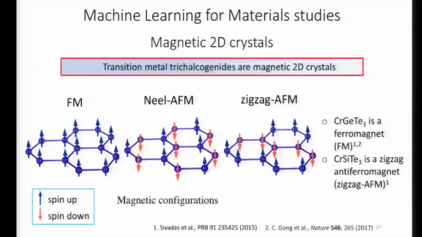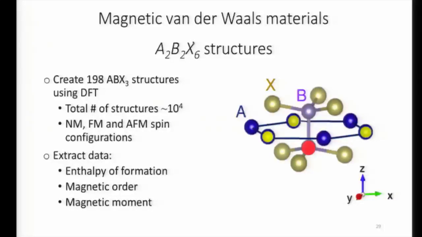So let me emphasize this again. You start with some structure, chromium germanium telluride. You swap germanium for silicon. It's not a magnetic atom, but you change the magnetic order quite a bit. So the idea was how far can we play this game of changing the atomic substitutions and studying what happens to the magnetic order. So that's what we did. We created about 200 ABX3 structures using density functional theory calculations. If you play around with substitutions ad nauseam, you get about 10 to the 4 different possibilities. And we calculated the ferromagnetic configuration, anti-ferromagnetic configuration, and also the non-magnetic case. And we extracted the formation energy, the magnetic order, and also the magnetic moment.